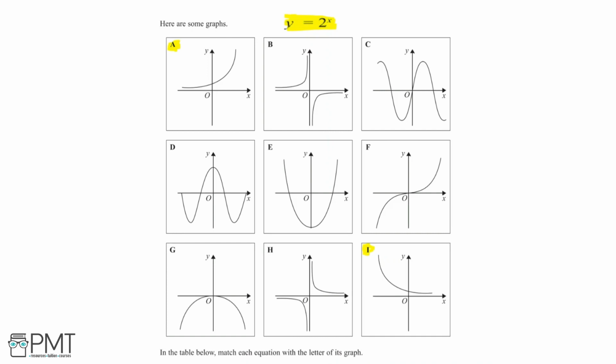So if we take a look at graph I, we can see that this is a negative reciprocal graph, but y equals 2 to the power of x should be a positive exponential graph. So now we can eliminate graph I.